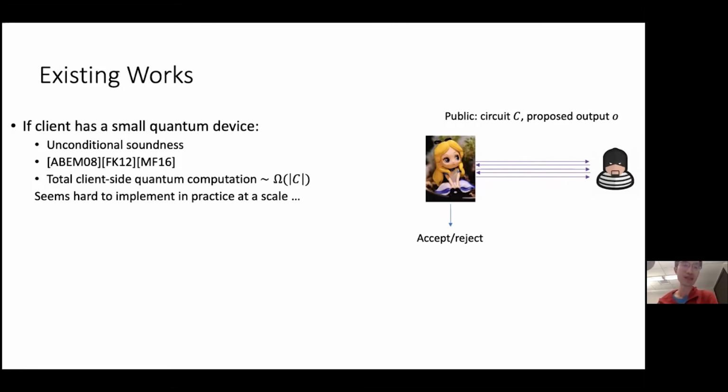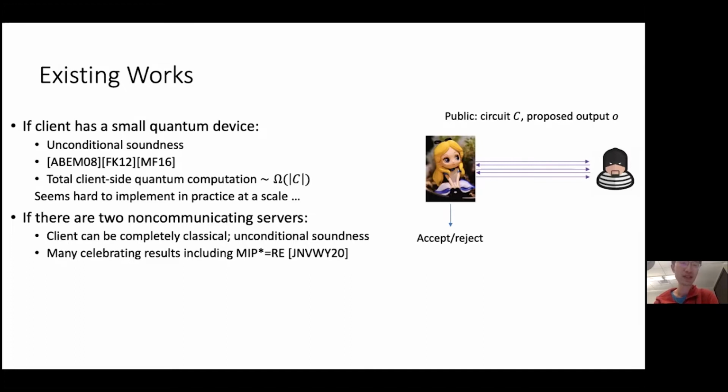Another class of weakened setting is as follows. Let's assume there are two non-communicating servers. So the client could use the joint behavior of these two servers to test each other.